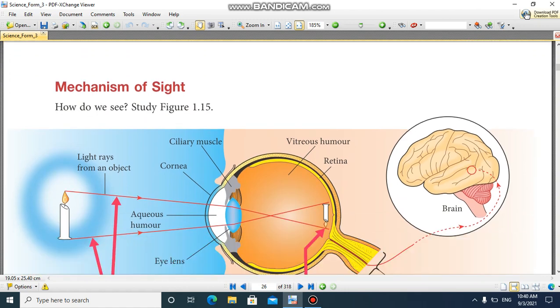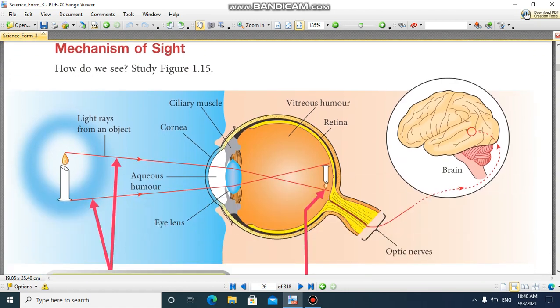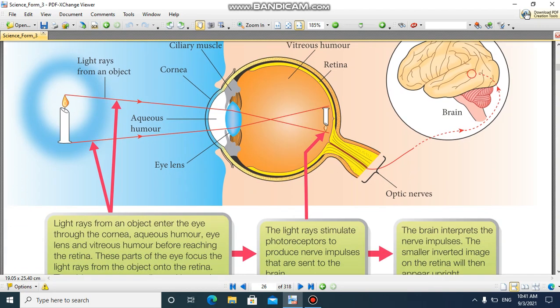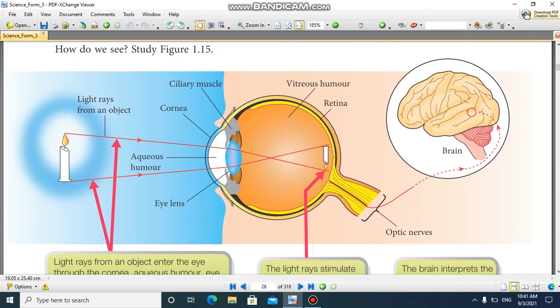Mechanism of sight, how do we see? Study figure 1.15. This one is a candle, light rays from an object. This one is aqueous humor, cornea, eyelid, ciliary muscle, vitreous humor, retina, optic nerve to the brain.